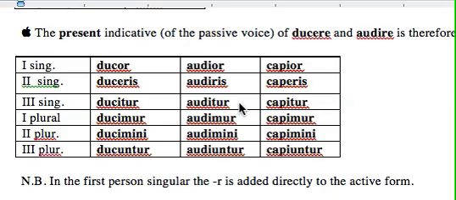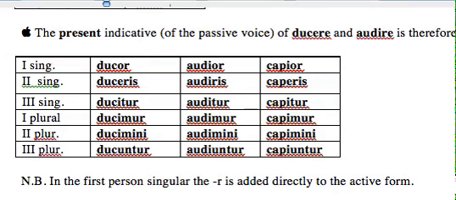In the active, to form the present passive, you add the passive endings. So it's ducor, duceris, ducitur, ducimur, ducimini, ducuntur. The only thing you have to pay attention to is that in the second person singular, as you can see here, you have the vowel E rather than I. Same thing for the verbs in io of the third conjugation: capior, caperis, capitur, capimur, capimini, capiuntur. So this is just one thing to remember.